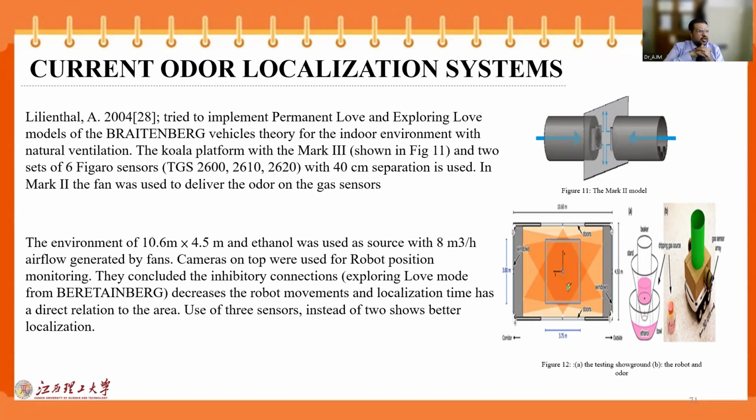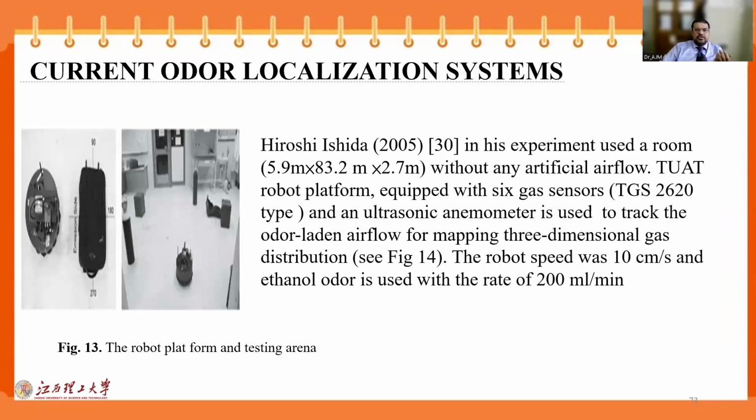Even so, there was some problem with the idea that Achim used, because he continuously turned on the fan, and by this method, it killed the molecules of the gas, which was not good. So we had different methods. Even some people, like Ishida, thought that instead of a gas sensor, we should merge it with a camera and use it to detect the source.